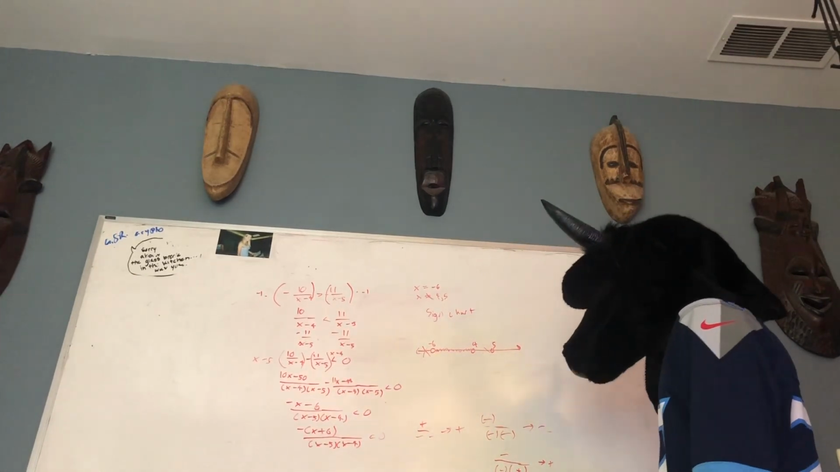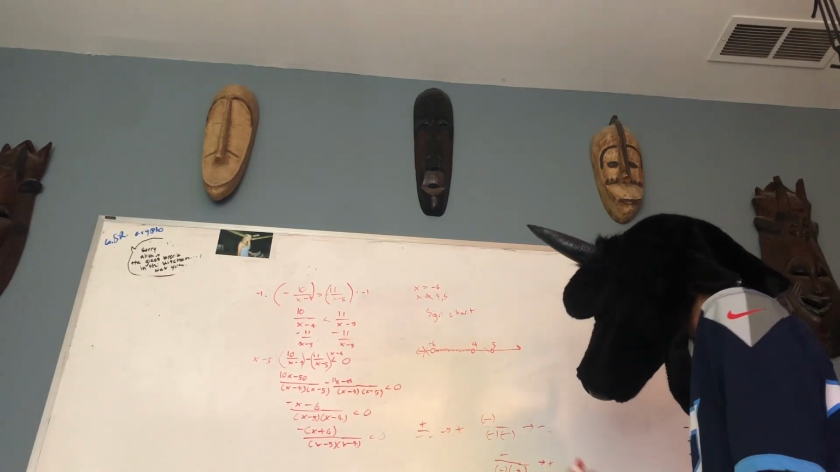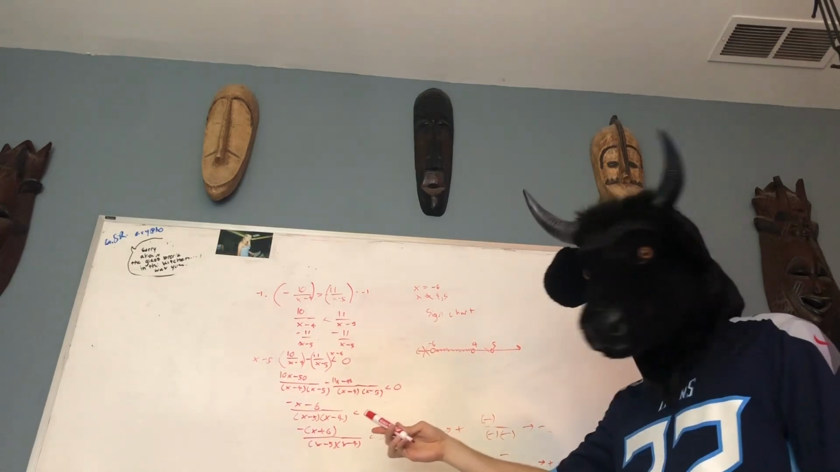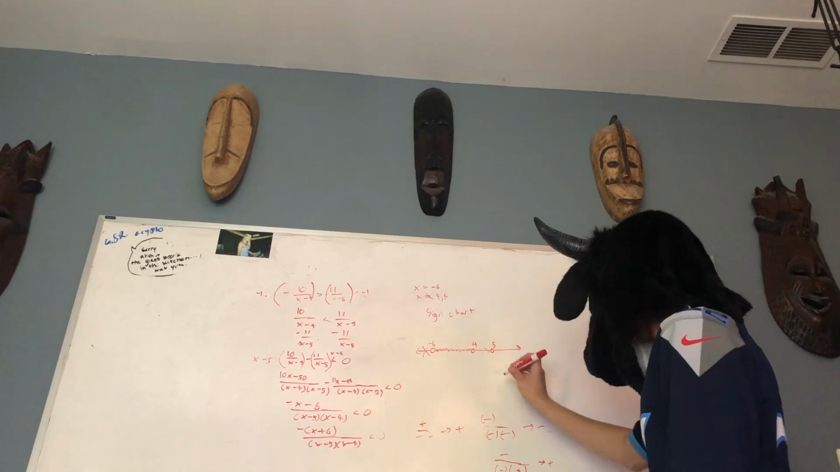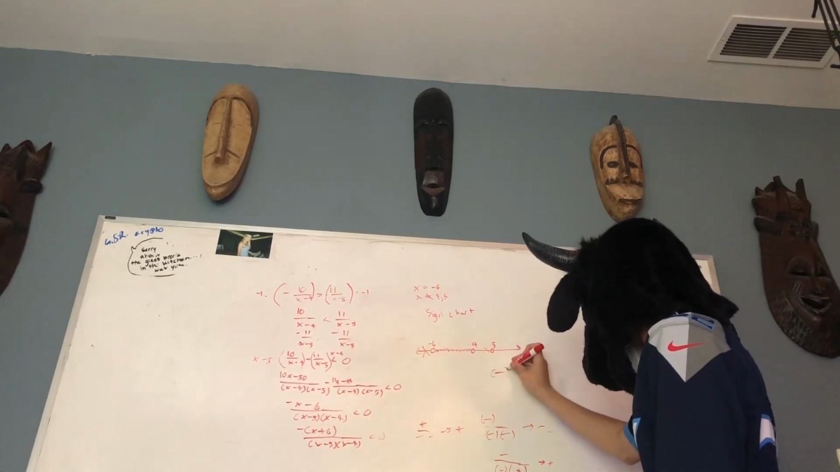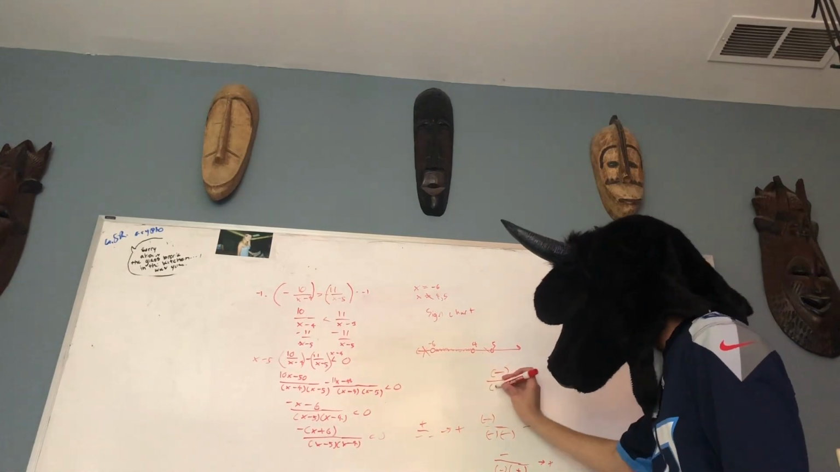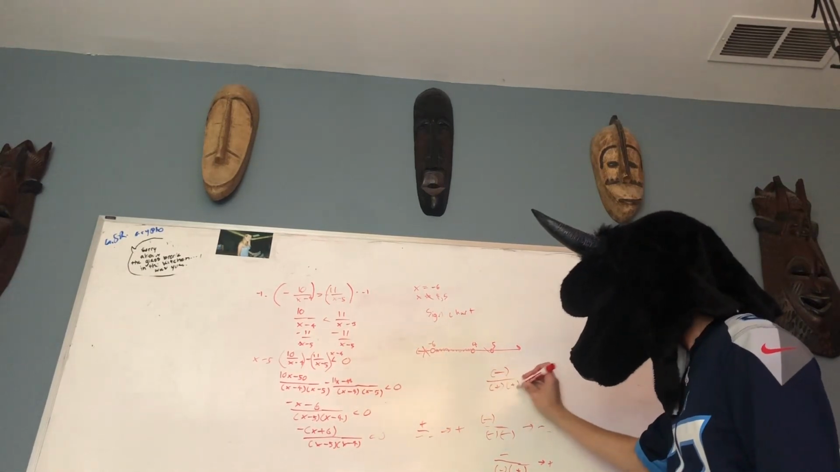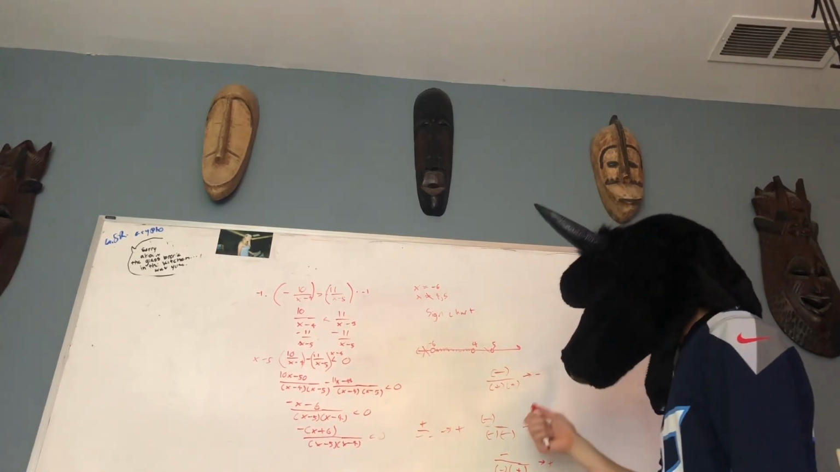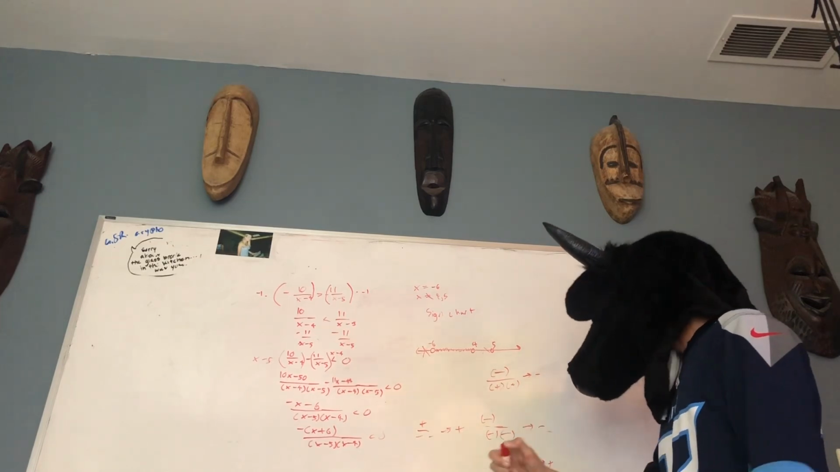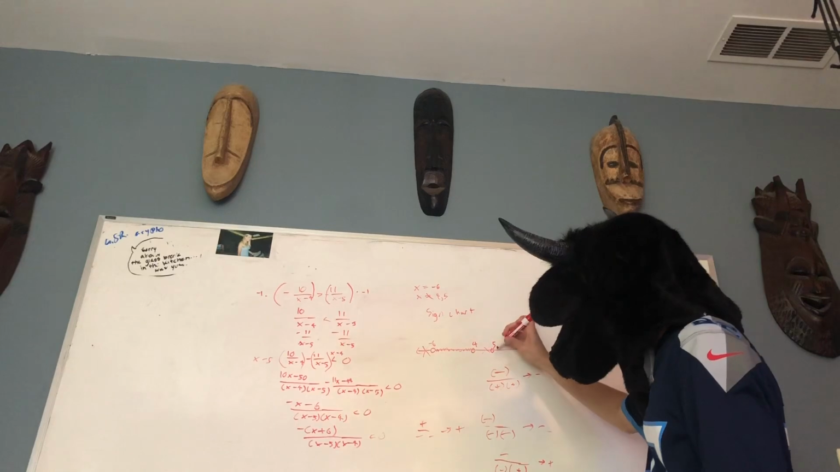And then last but not least, we're going to test something bigger than 5. Let's go with 6. You have a negative up top when you plug in a 6, so you have negative over a positive times a positive, which is going to give you a negative. So that would be less than 0, which is what we're looking for. So we would shade this section in.